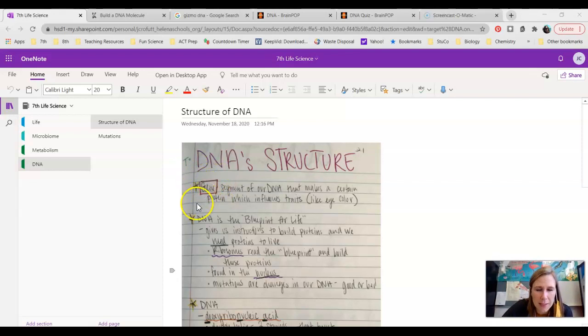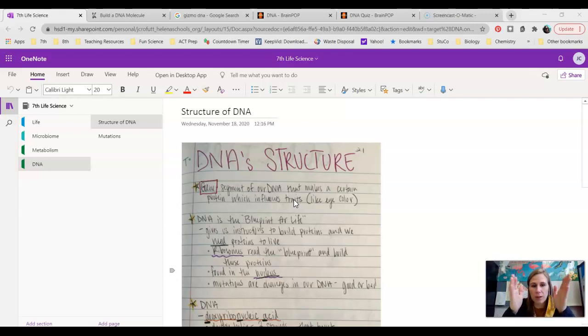It's a segment of our DNA that makes a certain protein, which influences traits. So we have this big, long strand of DNA, but just one part of that is called a gene. Okay, and we have lots of genes. We have about 20,000 genes. So these 20,000 little sections of our DNA are going to be what make a protein to influence certain traits such as eye color.